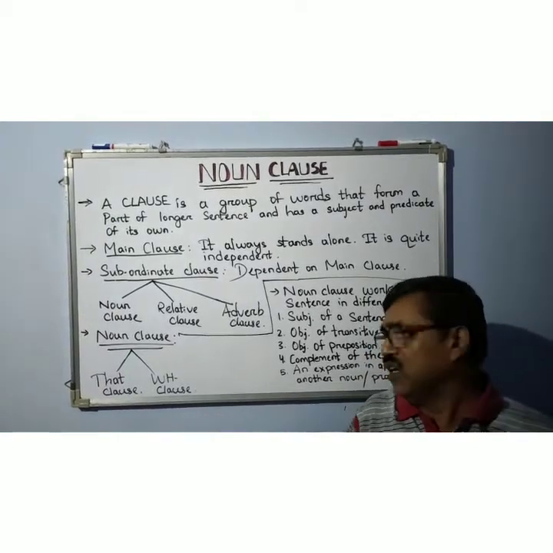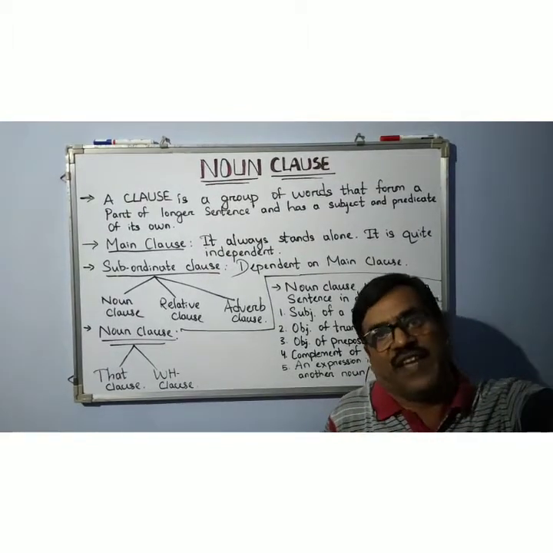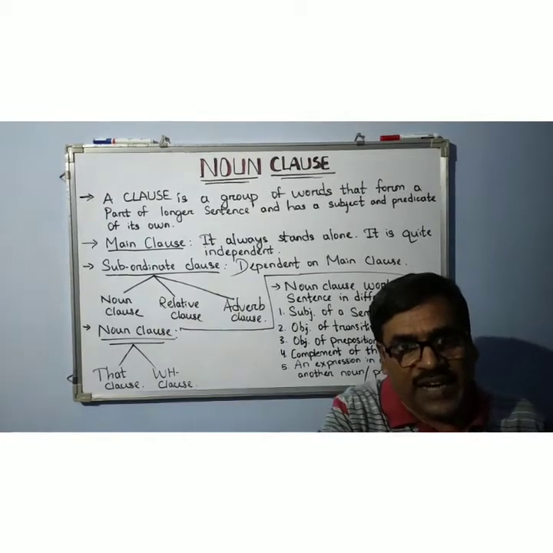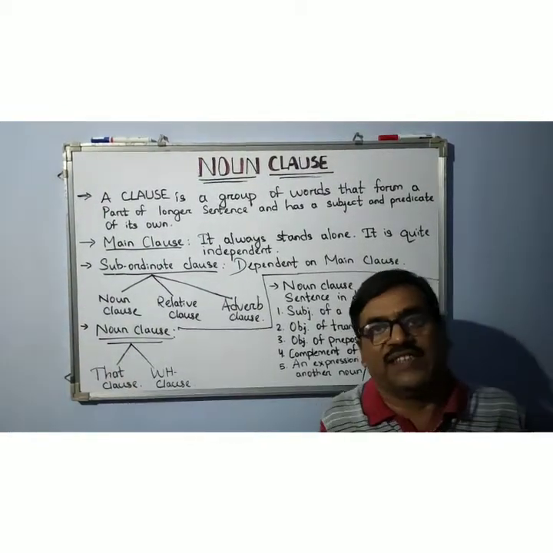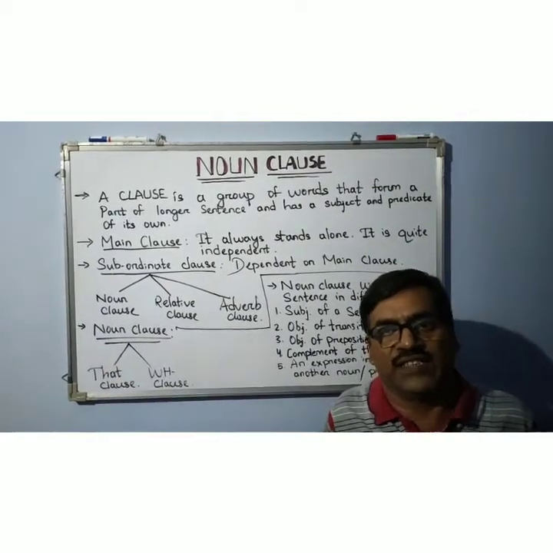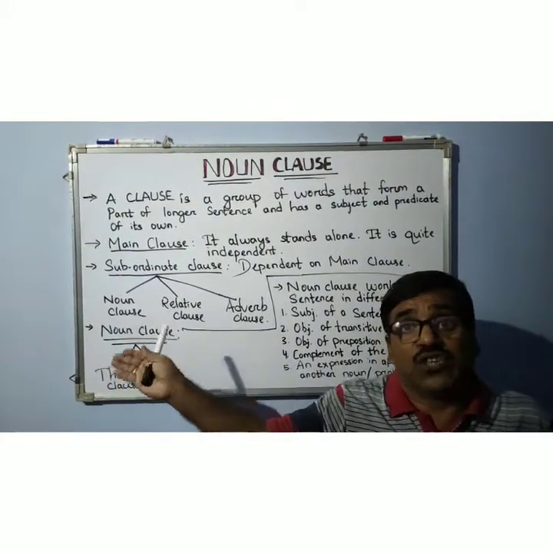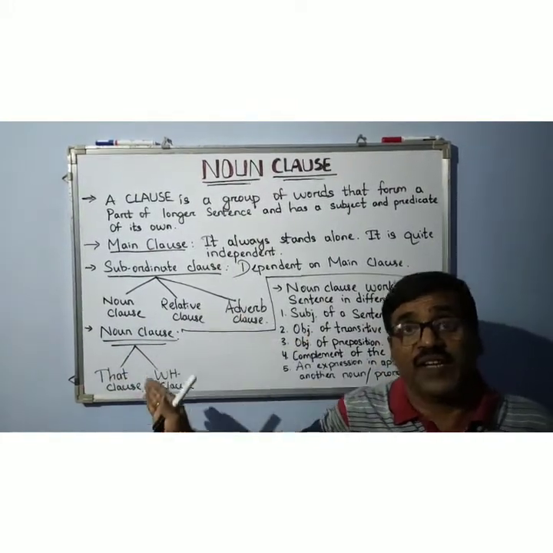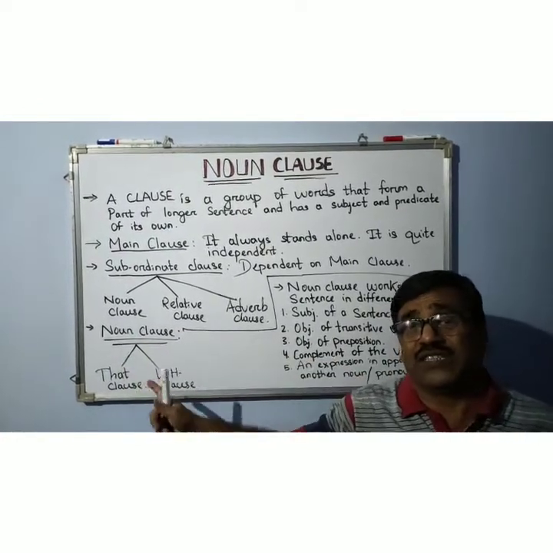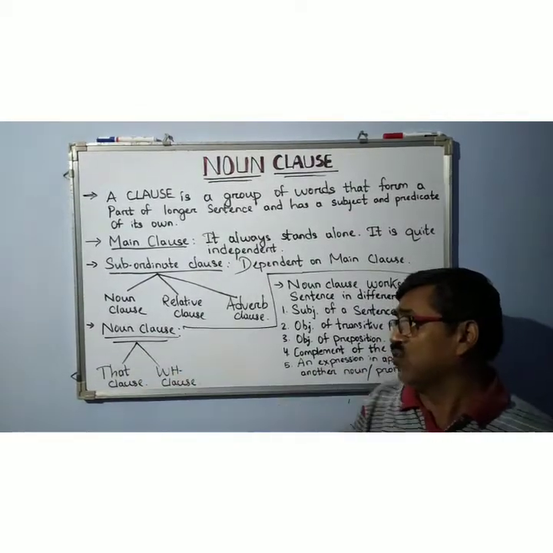So please remember, what is a that clause? A that clause always starts with the word that. For example, the teacher said that the sun rises in the east. So you see, the teacher said is the main clause. That the sun rises in the east is the subordinate clause. So it is one kind of noun clause.